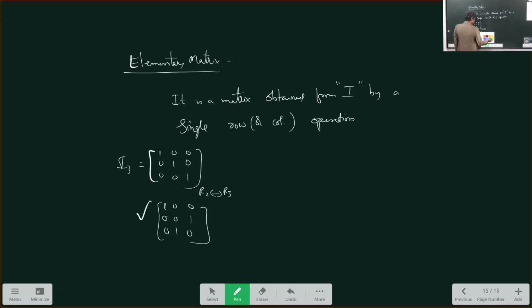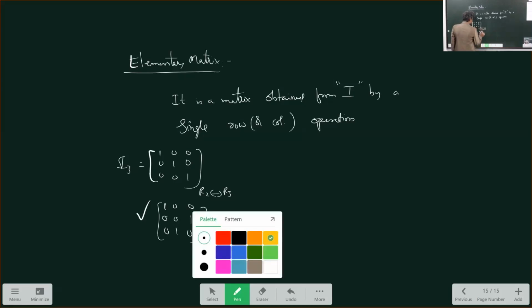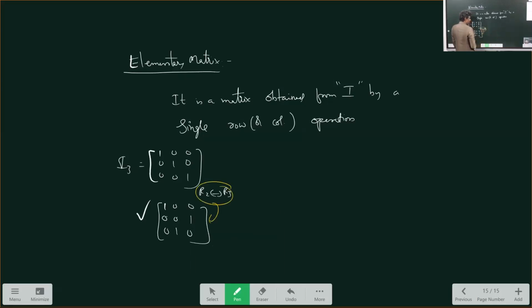What is the other? I can apply one operation. Only a single operation, please remember. If I apply one more on this one, that is not considered an elementary matrix. So I am applying 2 times R2. This becomes 1 0 0, 0 2 0, 0 0 1. This is one elementary matrix, since I am applying only one operation.